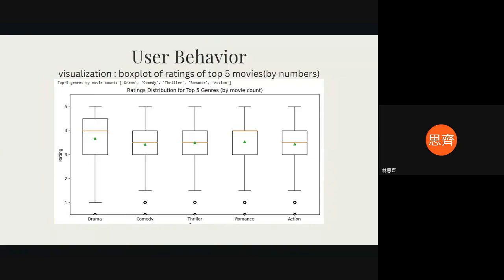The orange line is the median, so they all fall between 3.5 and 4. And the green triangle is the mean. It's close to the median, suggesting that the distribution is quite symmetric, except for romance.